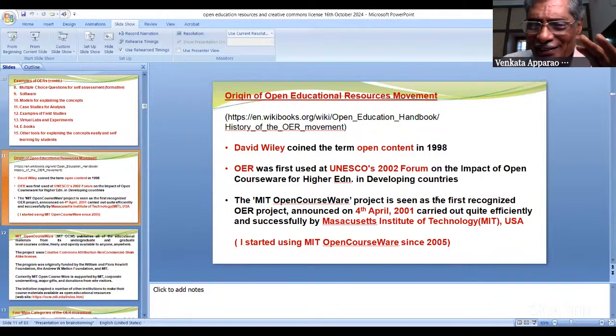NIT Warangal got the internet facility in 2004, right? LAN, local area network facility, we had in 2004. And I started using MIT Open Courseware in 2005 itself. In 2001, the project was created. The OERs were available, the articles, the videos were available. I started using the MIT Open Courseware in 2005 itself.